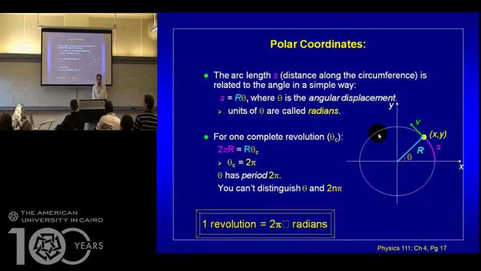For one complete revolution, to go one complete cycle around this, you're going to cover a distance of 2 pi r. And this is going to equal r times the angle of 2 pi, theta being one complete revolution. What's 2 pi r? It's the total arc length for the whole circle. That means that s equals r theta.